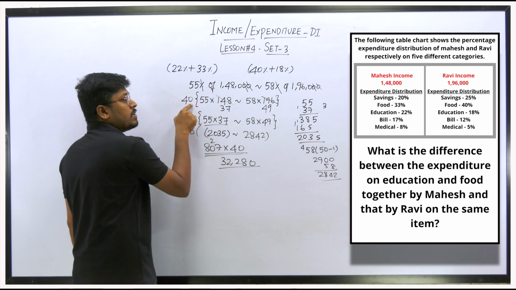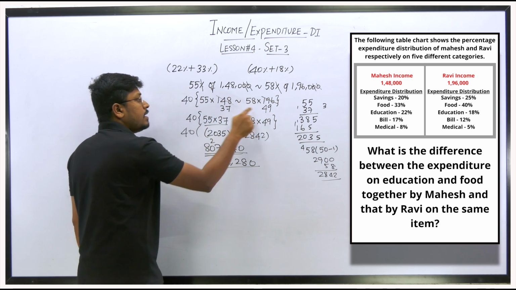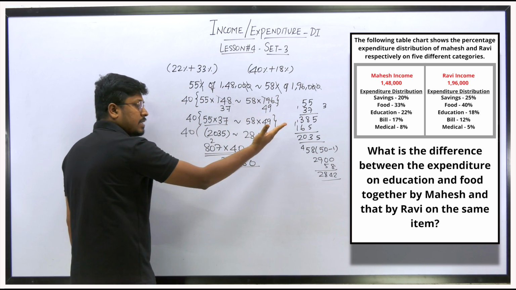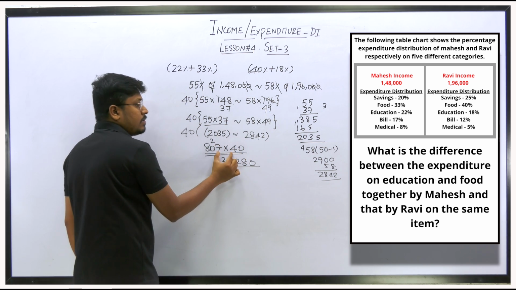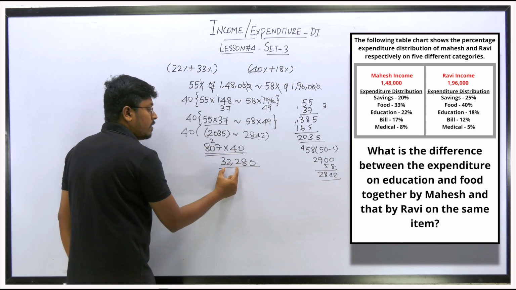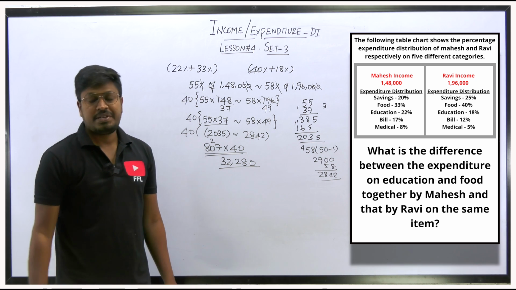So already we have 10 outside here. So 4 into 10 will be 40. If I take 4 outside, it becomes 37 and 49. So now we got 2-digit numbers. So multiplication is easy, and finding the difference is also easy. So finally 807 into 40. So 807 into 4 will be 3,228, and with the 0, 32,280. Which is the answer for question number 1.